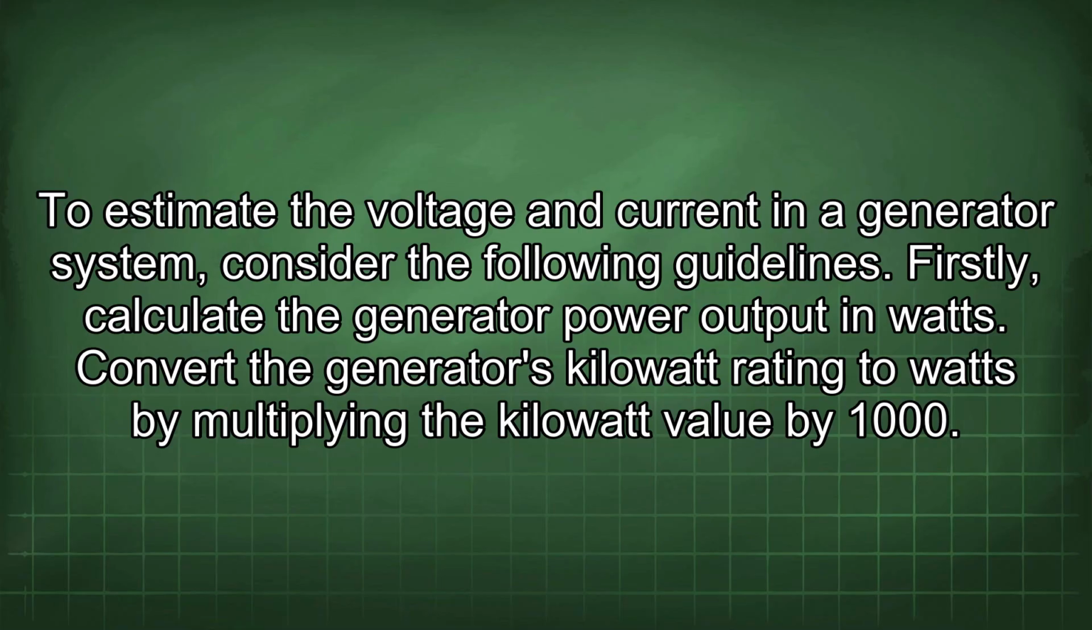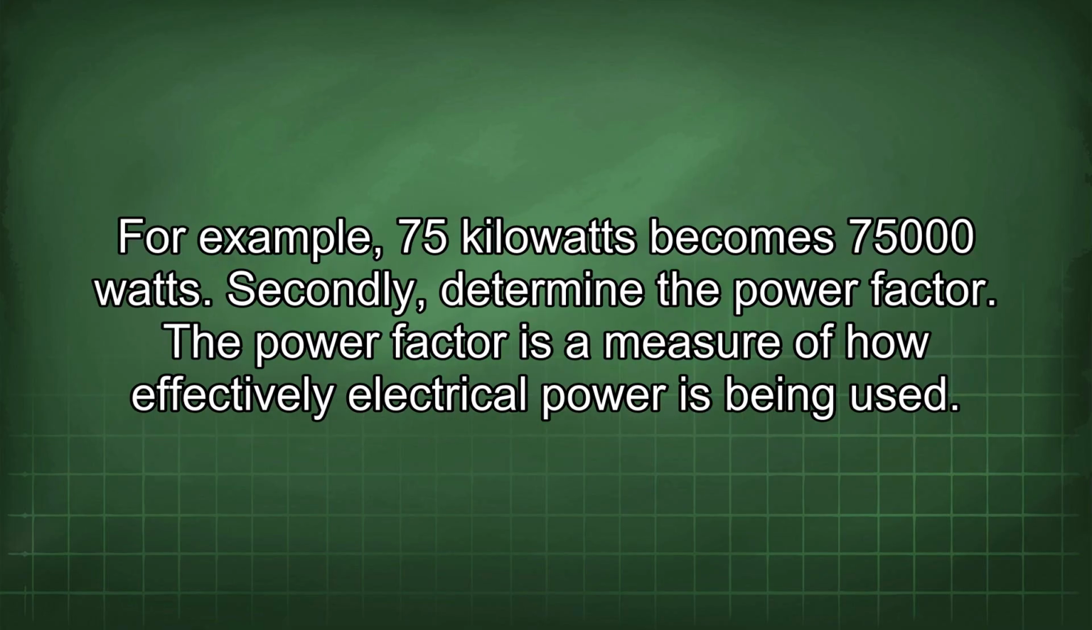To estimate the voltage and current in a generator system, consider the following guidelines. Firstly, calculate the generator power output in watts. Convert the generator's kilowatt rating to watts by multiplying the kilowatt value by 1000. For example, 75 kilowatts becomes 75,000 watts.